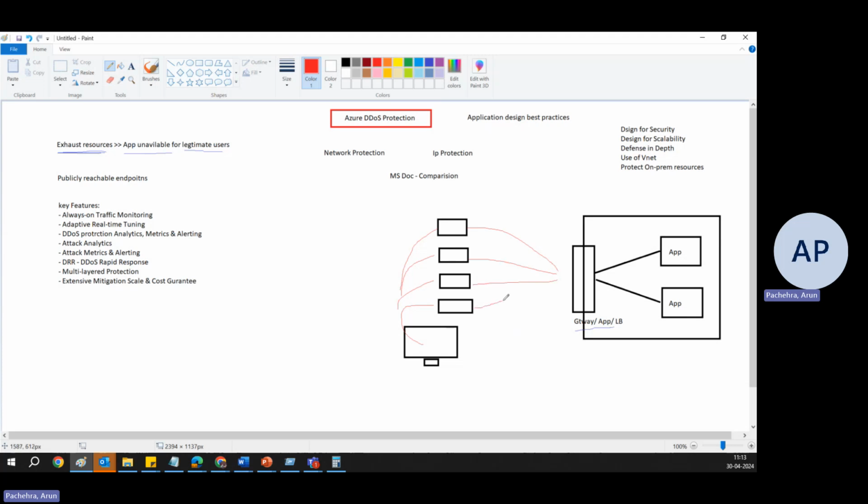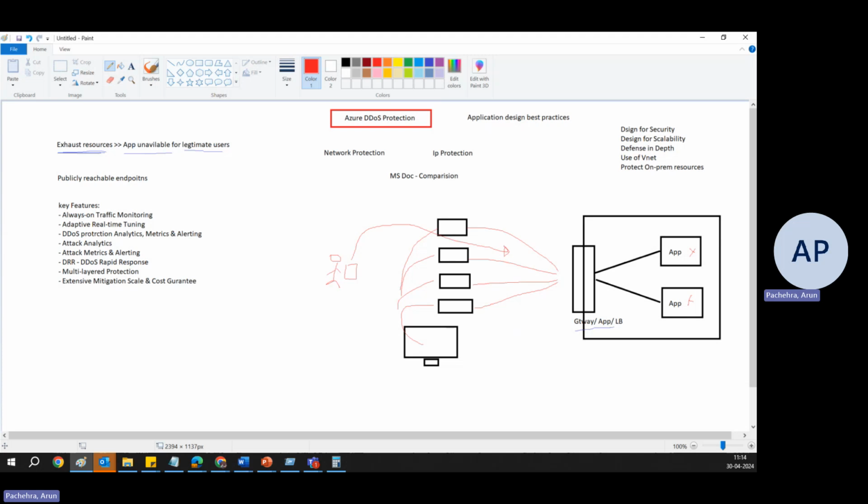publicly available endpoint. And what would happen if a legitimate user is sitting here and tries to send traffic through his phone or laptop or tablet? It will get lost in between the traffic of so many computers sending to this particular endpoint. Or maybe by the time it reaches here, the application has already exhausted its resources and is down, if it is not designed properly. So in a nutshell, this is what the DDoS attack is.